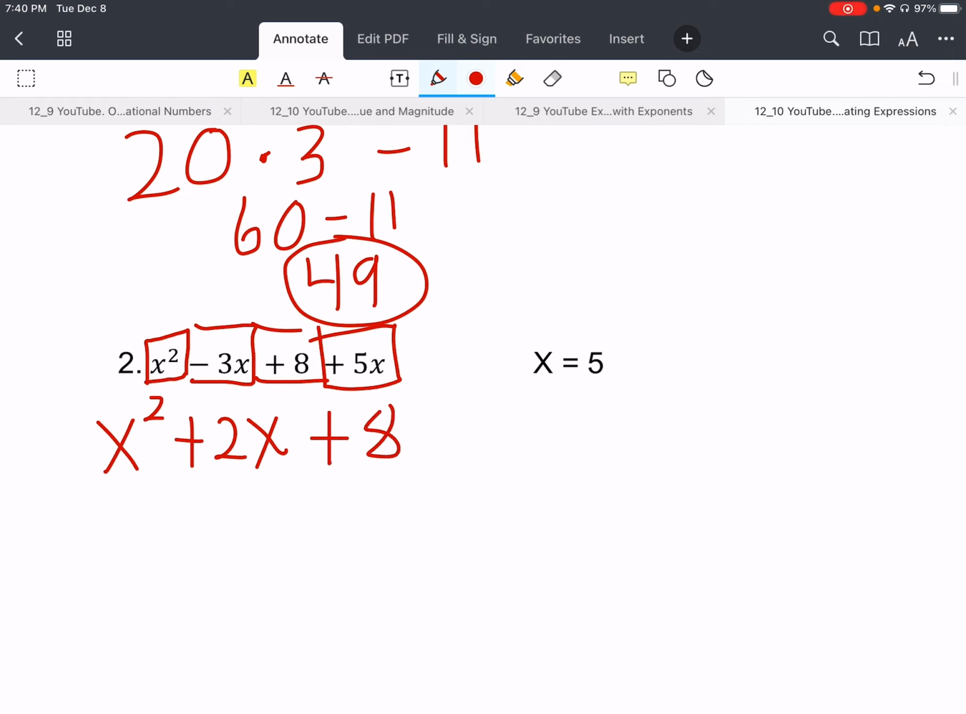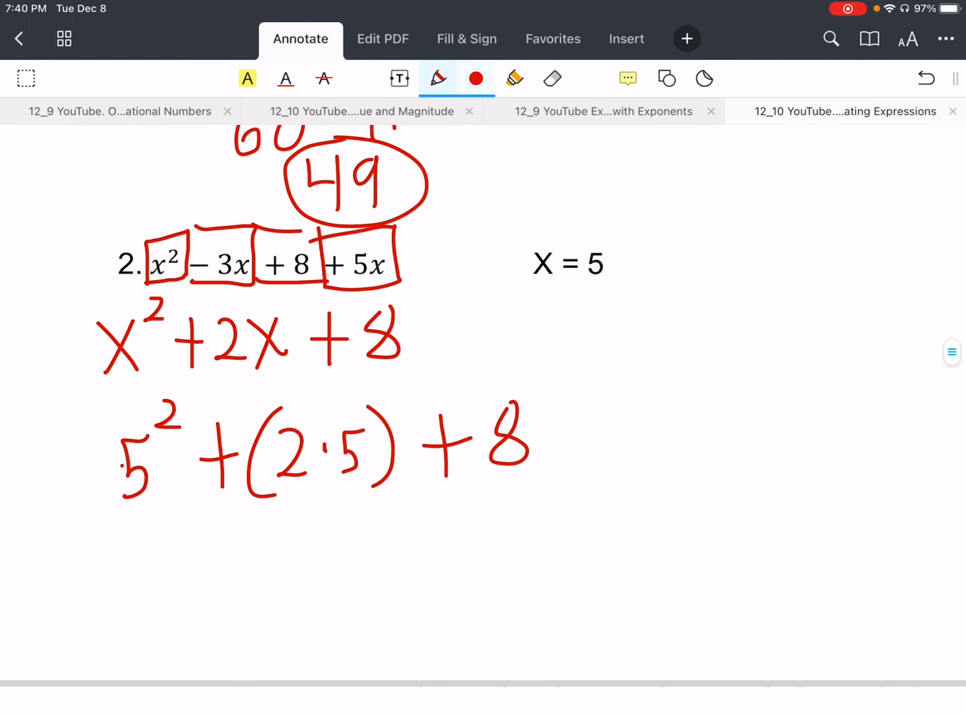So we're going to take our 5 value and replace all of the x's with 5. So that will leave us with 5 squared plus, I'm going to put these in parentheses, 2 times 5 plus 8. So I've just rewritten the expression, except I have substituted the x values with 5s. So 5 to the second power is the same as 5 times 5. So that's 25 plus 10, 2 times 5 is 10, plus 8. That'll get us 43.